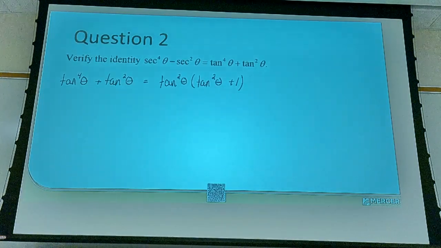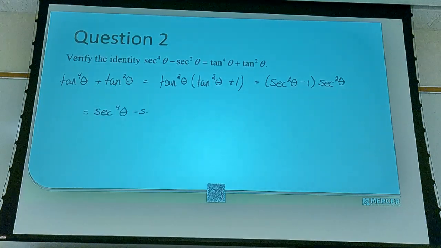Secant squared minus 1, right? So tangent squared becomes secant squared minus 1. Tangent squared plus 1 becomes just secant squared. Now distribute that secant squared through. Secant to the fourth minus secant squared, which is what we were after.